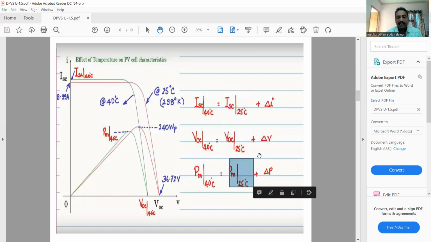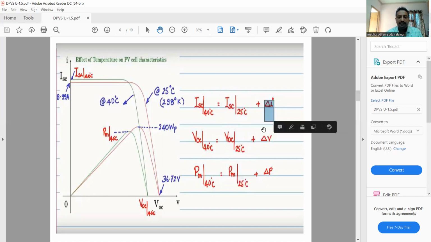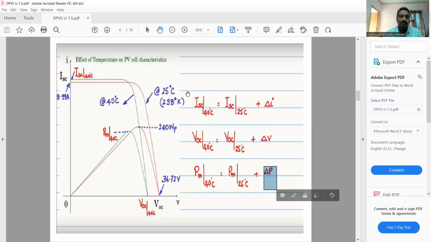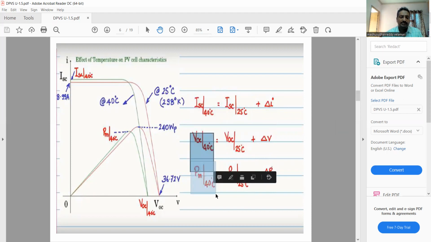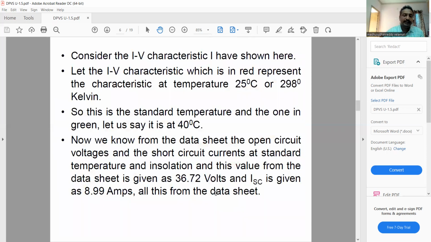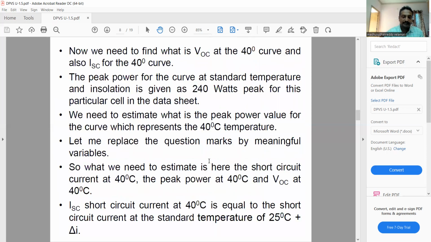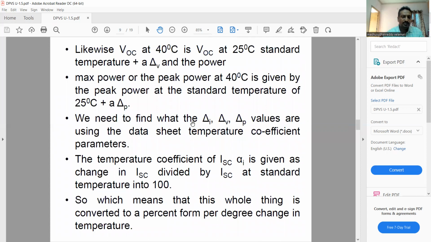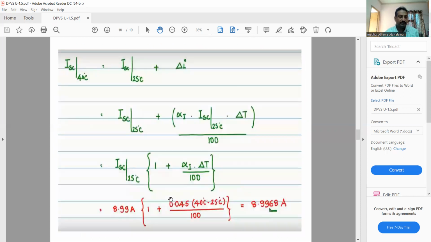I want to evaluate delta I and delta V. Then I can calculate the current at 40 degrees centigrade, the open circuit voltage at 40 degrees centigrade, and the maximum power at 40 degrees centigrade. That is what we want to evaluate. These values are all mentioned here, so now I want to calculate those things. How do we evaluate delta I, delta V and delta P? See here, what is the formula for this? Delta.